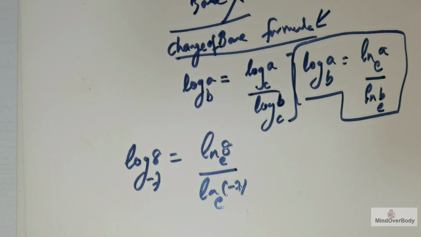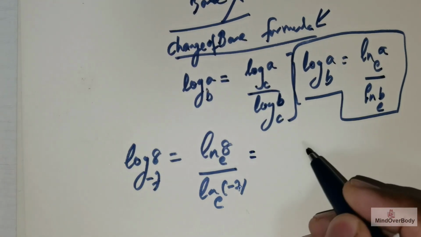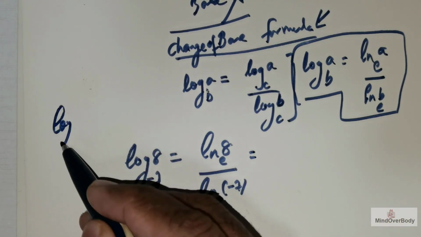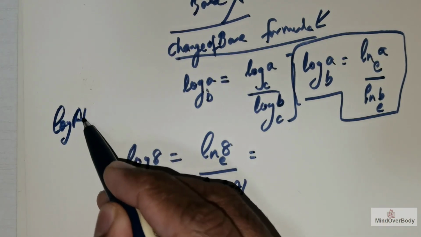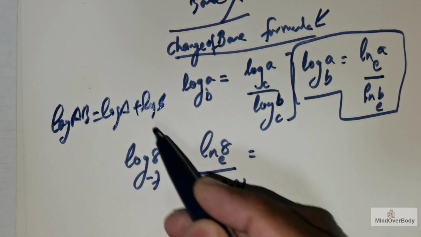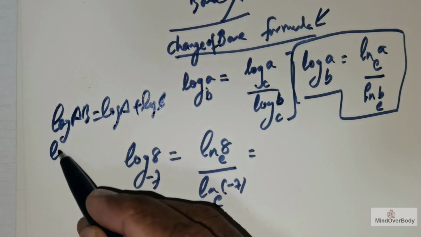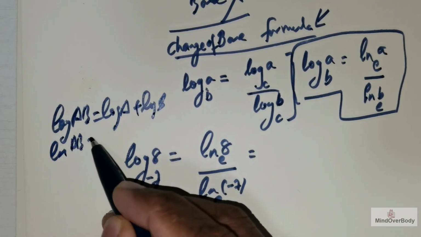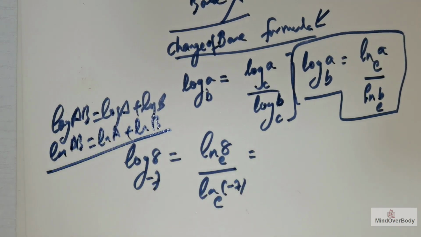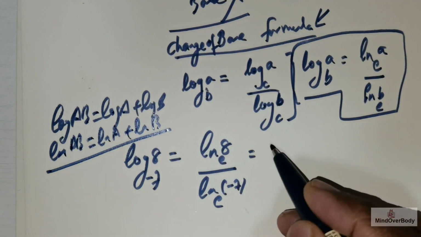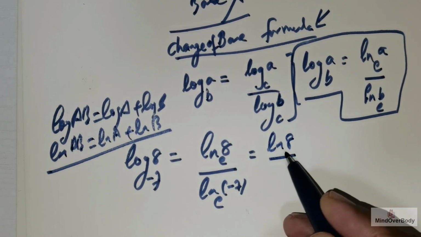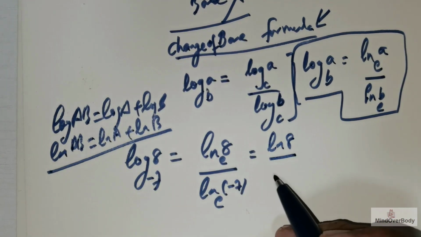So now, having got this, I am going to use the log of product rule, that is, log of ab is equal to log of a plus log of b. Of course, since I am using ln, this formula is also applicable to ln of ab being equal to ln of a plus ln of b. It's possible. So what I'm going to do, I'm going to rewrite this as ln of 8. I'm not going to specify the base because it's going to be e.